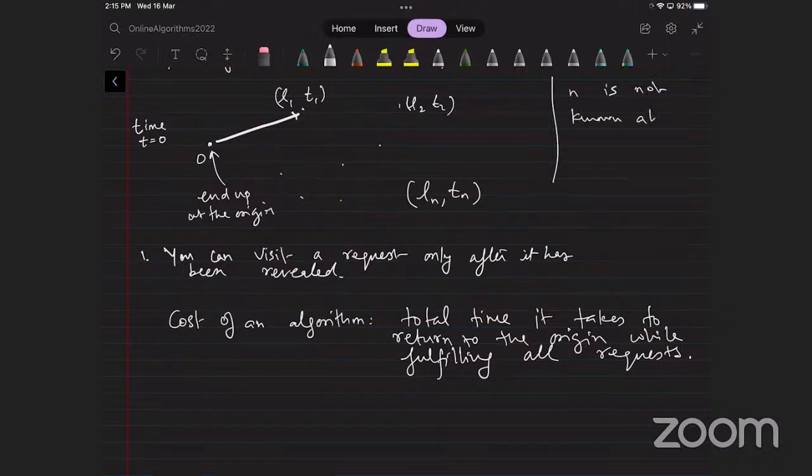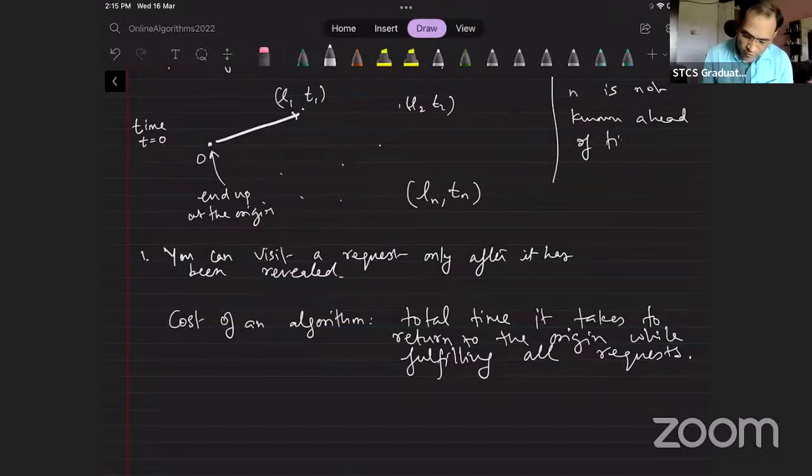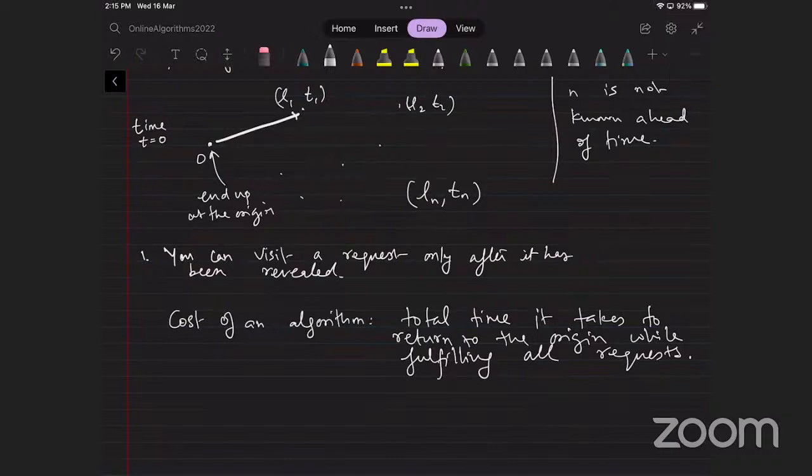Okay. So that waiting time is also counted in the cost. Yes. So absolute time starts at 0. You can think of it that way. And the end time is when you return to 0 after fulfilling all the requests.